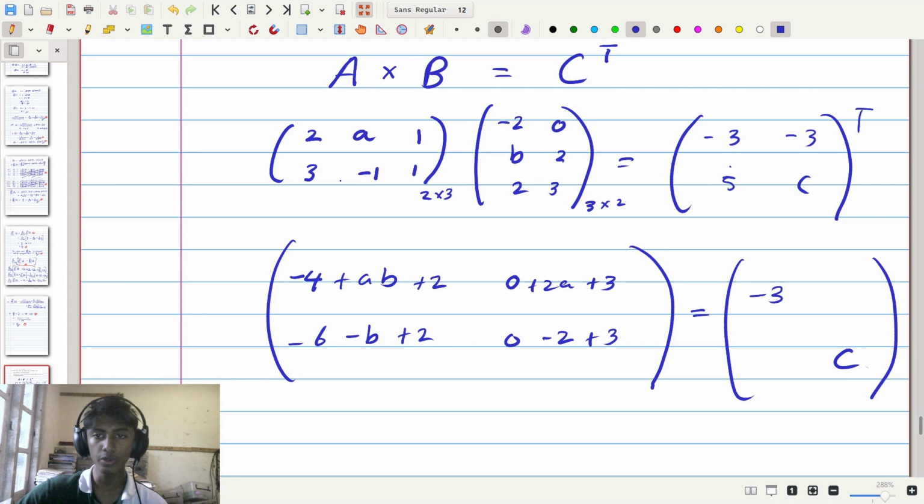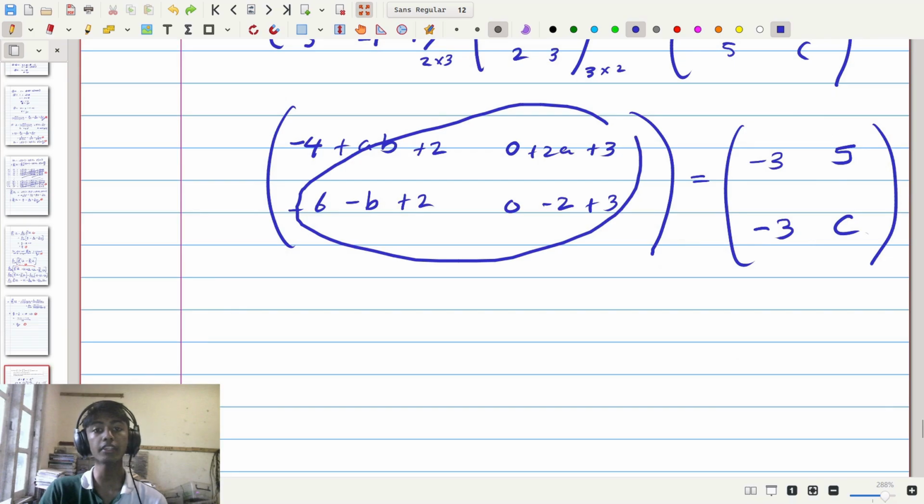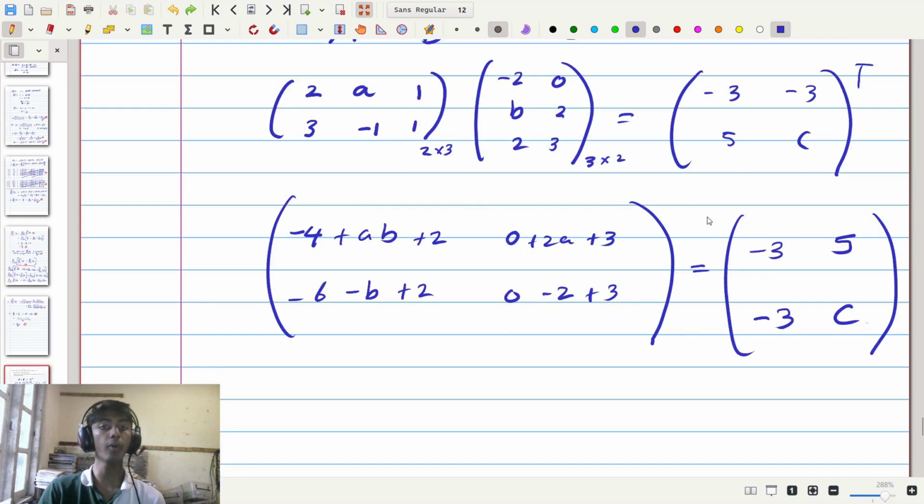However, for the other two, this value of 5 is in row 2 column 1, and if we swap the two, that means it will go to row 1 column 2, and therefore this element of 5 goes to this position right here, and similarly this element in row 1 column 2 goes to row 2 column 1, which is over here. So according to that, this is the matrix we got on the right hand side, and this is the matrix that we get on the left hand side, and since they are both 2 by 2, they can be equal to each other.